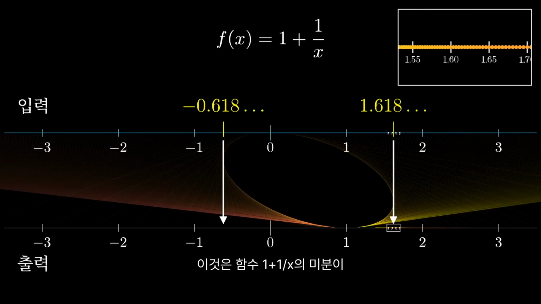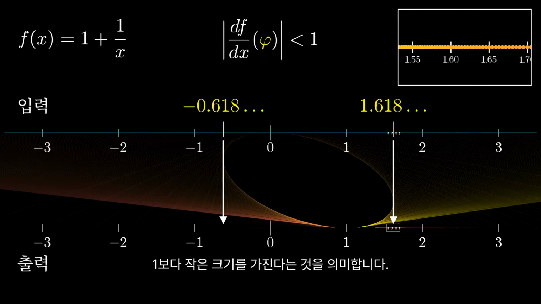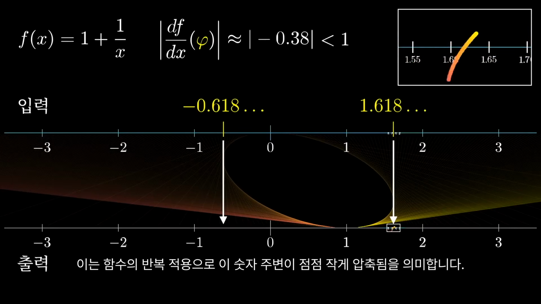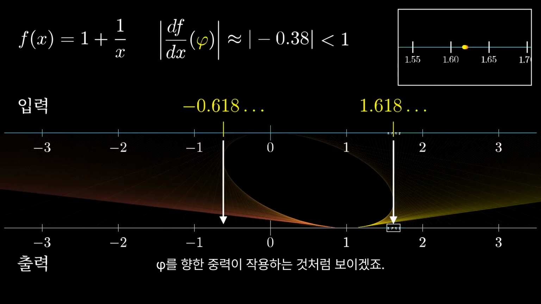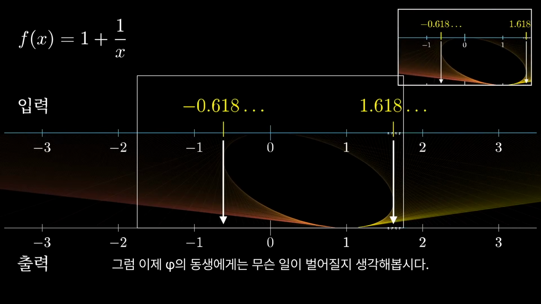During the map, points in that region get contracted around phi, meaning that the function, 1 plus 1 over x, has a derivative with a magnitude that's less than 1 at this input. In fact, this derivative works out to be around negative 0.38. So what that means is that each repeated application scrunches the neighborhood around this number smaller and smaller, like a gravitational pull towards phi. So now tell me what you think happens in the neighborhood of phi's little brother.